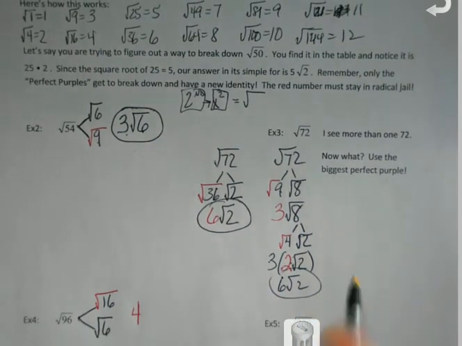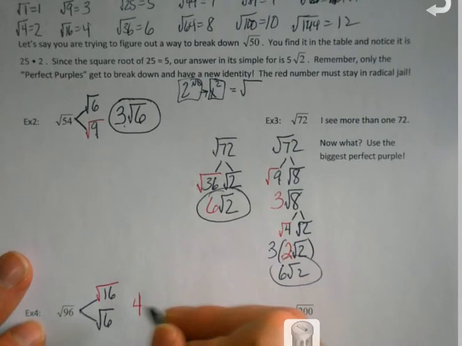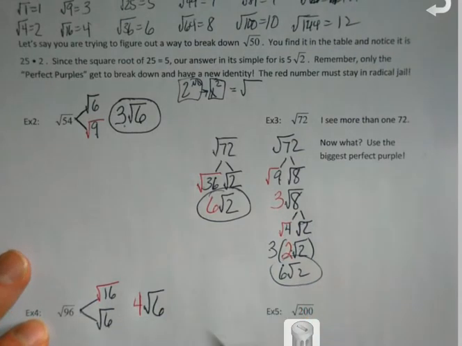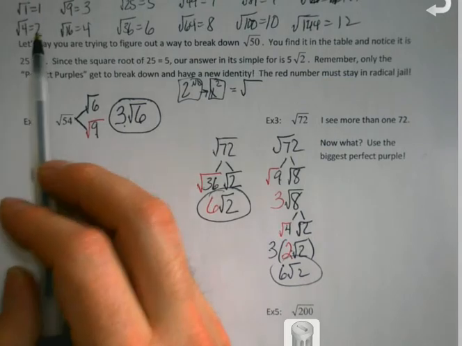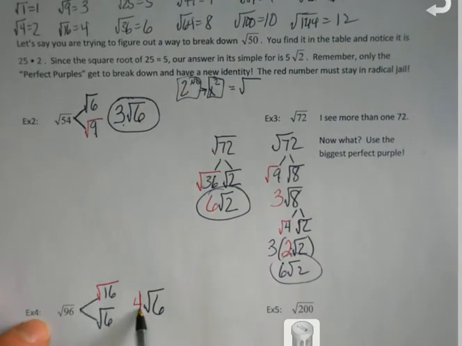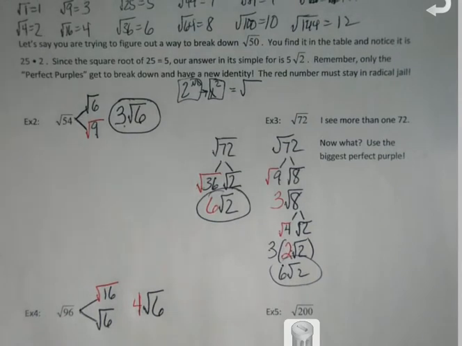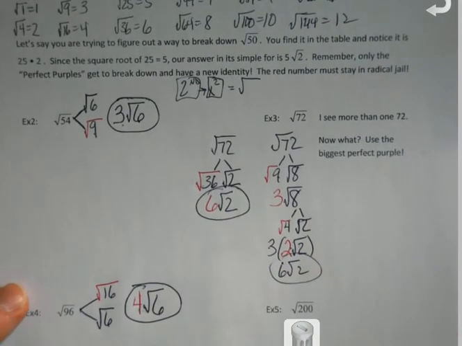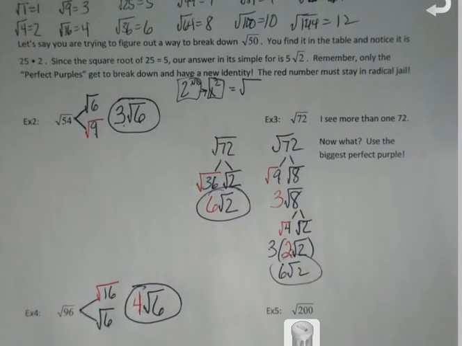Out of radical jail, and we'll talk about the importance of that in a minute, and then the other one doesn't break down. Now, some of you may look at that and say, well, wait a minute. That 4 is a perfect square, so do I break it down again? No, because notice the 4 is not under a radical. It's not in radical jail anymore. He's free. We don't need to change him anymore. He's become a new number. None of the bad stuff is left. So that one's just going to be done.